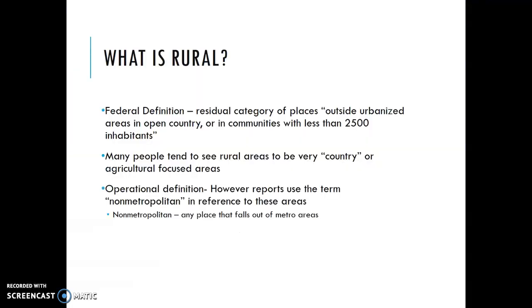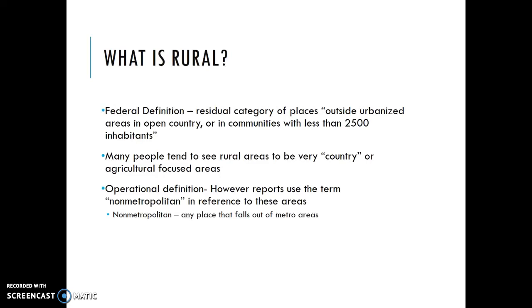First, we're going to talk about what is the definition of rural. The federal definition that we see in the reading is a residual category of places outside urbanized areas in open country or in communities with less than 2,500 inhabitants. Many people tend to see rural areas as very country or agricultural focused areas. And then the operational definition reports the use of the term non-metropolitan in reference to these areas, and they describe that as any place that falls out of metro areas.